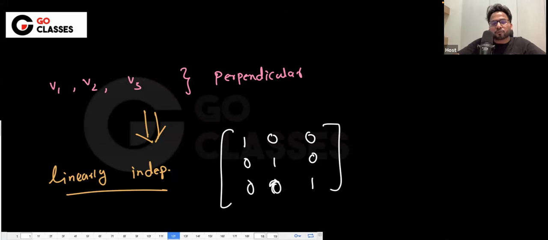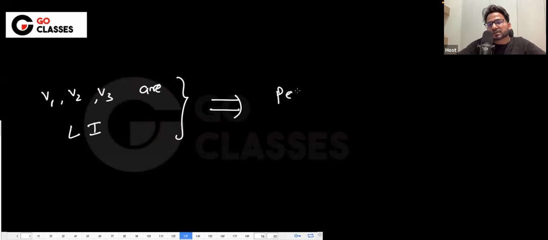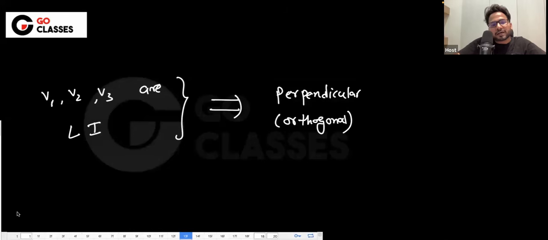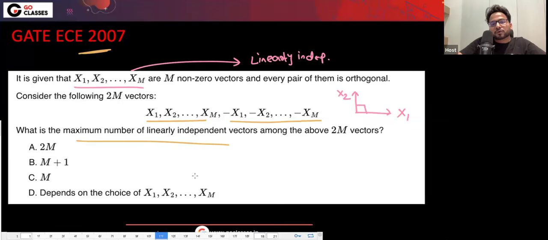But this direction is not true, which means if the vectors v1, v2, v3 are linearly independent, in that case they are perpendicular, this is false. Basically, the term that we use is orthogonal. So in that case, this is a false claim. But the other way is true, which means if they are perpendicular, then they will be linearly independent. So can you solve this question now?